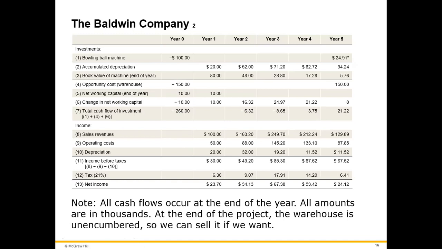So at time 0, the company has to expend $100 for the bowling ball machine. They give up $150 because they didn't sell the property today, and they have to expend an extra $10 due to the change in net working capital. So $260 is the amount of cash flow they have to pay today to get the project started.